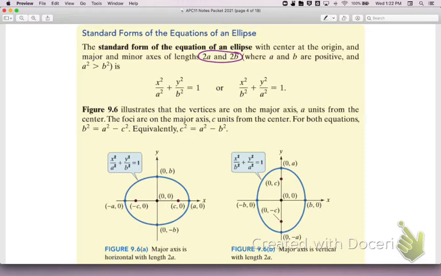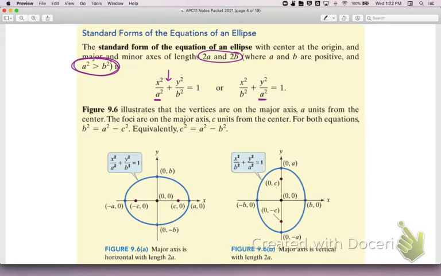Here's what's important. A and B are always positive, and for this conic section, A squared has to always be bigger than B squared, okay? That matters because since order doesn't matter with addition, we have to know whether the bigger number is under the X or whether the bigger number is under the Y. When the bigger number is under the X, that's when you get a horizontal axis, a horizontal ellipse. When the bigger number is under the Y's, that's when you know that you have a vertical ellipse, okay?